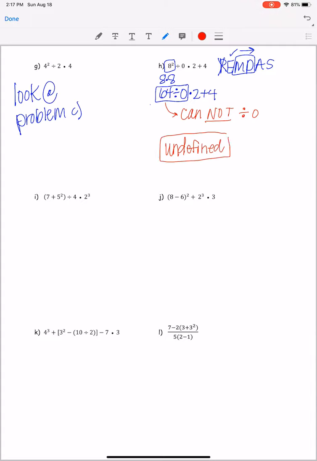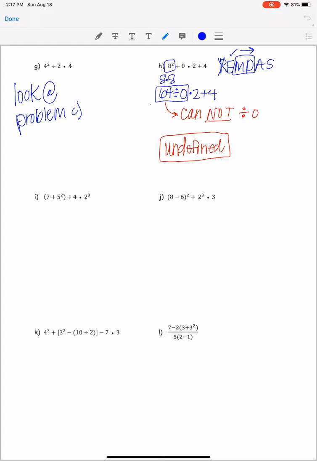And that is actually my answer. When you come across a problem where you've got some number being divided by 0, you can't go any further. You've got to stop. Okay? When it's divided by 0, it's undefined. So we are done with that problem.